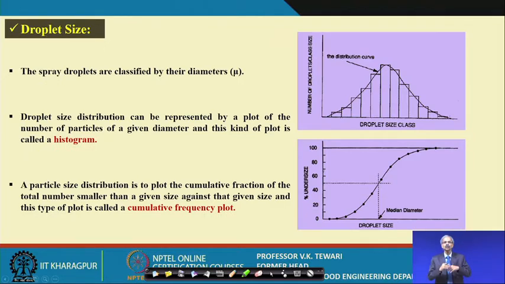Droplet size. I just said droplet size there, but now how do we classify these sizes, and what are the different parameters which we talk of? As I said about VMD, we had given it in the previous table. So, now you see what these are.